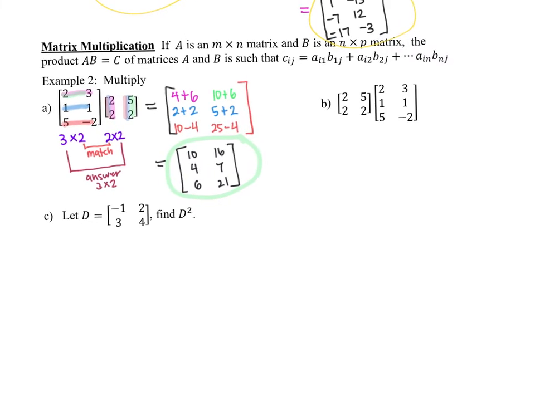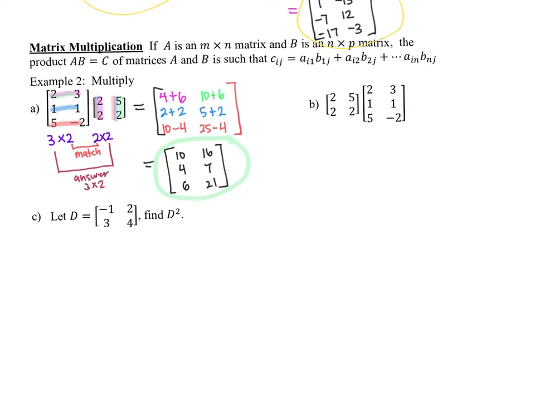Okay, so now for B, I'm going to show you that it's not going to work out, and then I'm going to show you multiplication-wise why it's not going to work out, because most of the time you don't check this before you multiply it, you just do it. So this is a 2 by 2. This is a 3 by 2 because it's 3 rows, 2 columns. Okay, I can already tell that these don't match. So this is not going to multiply.